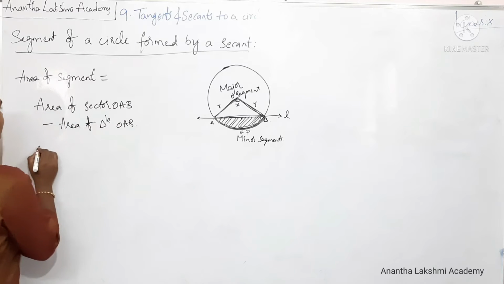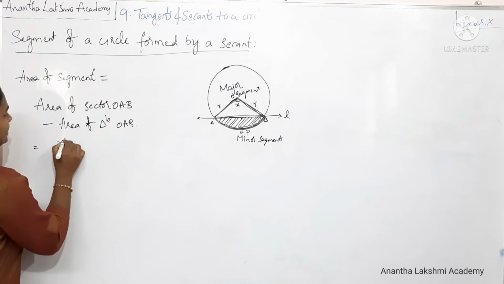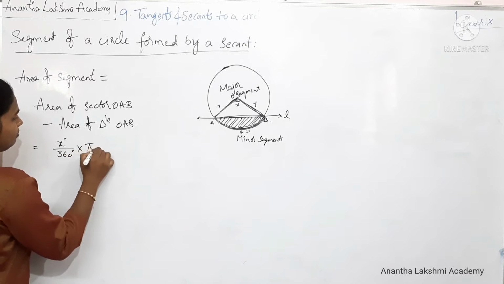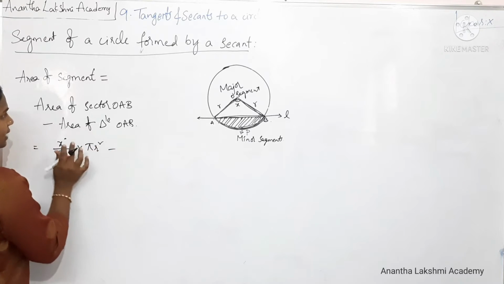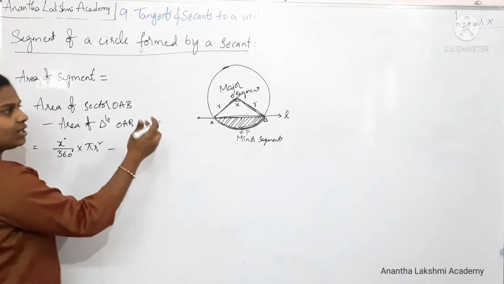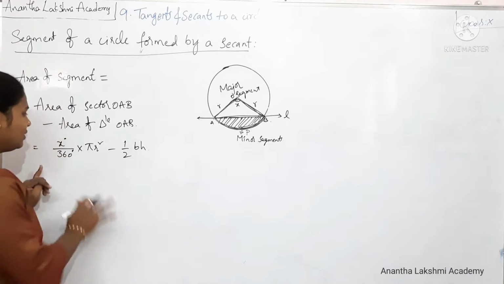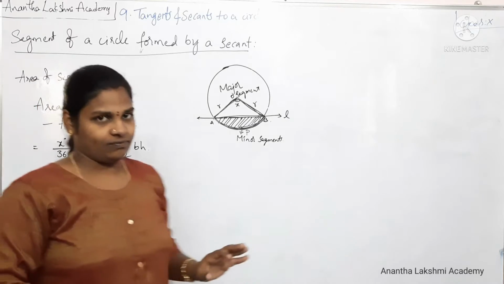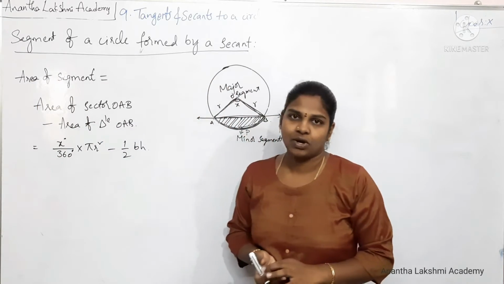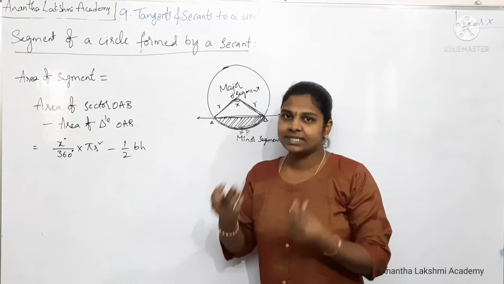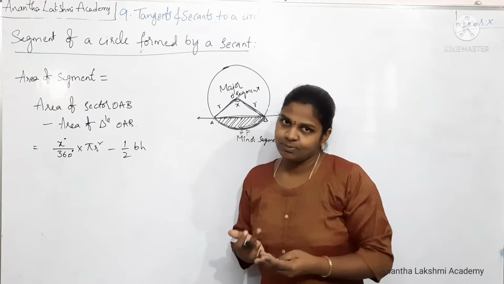So what is the area of a sector formula? X by 360 into pi r square minus area of a triangle OAB. Any area of triangle is given by half b h. This is how we are going to figure out the areas. Alright, this is the concept and the introduction that is needed for us to understand exercise 9.3 problems.